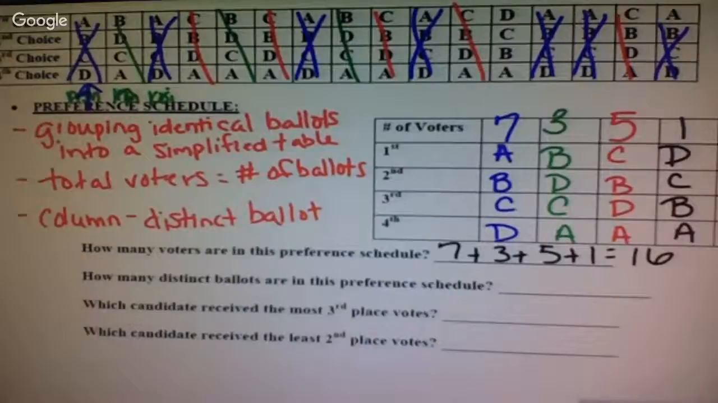Each column in your preference schedule looks different, which means that they are distinct. So that's the distinct ballots that you have. How many different columns? So this one is different than this one, which is different than this one, which is different than this one. So you should have 4 distinct ballots.